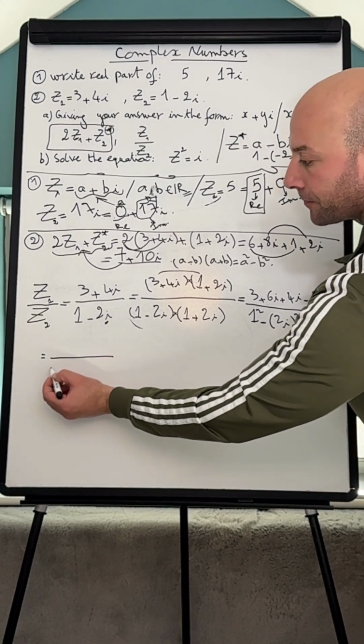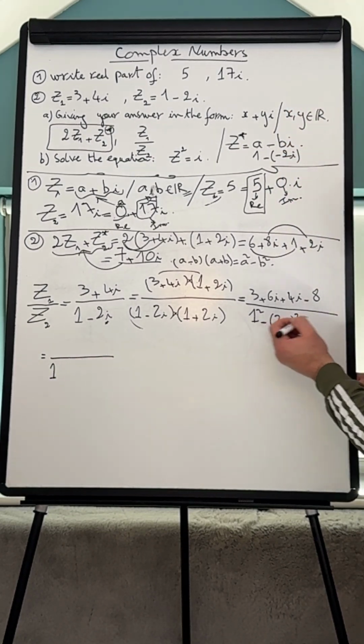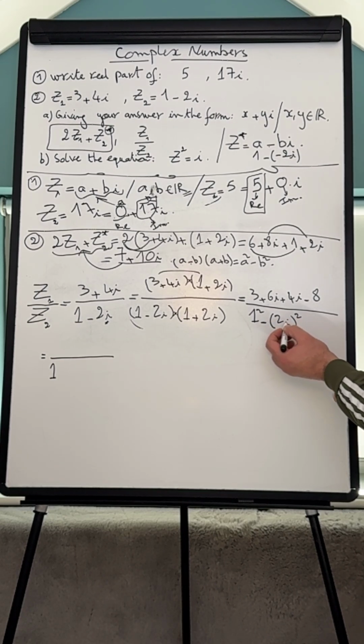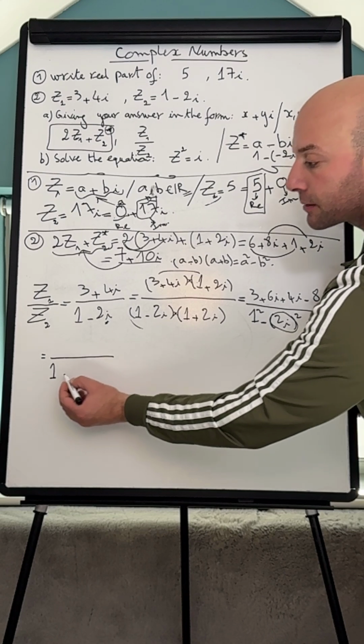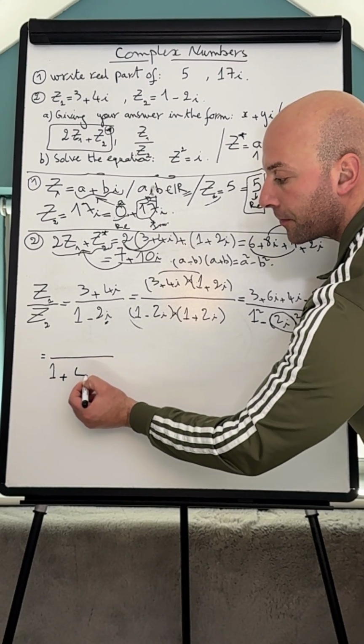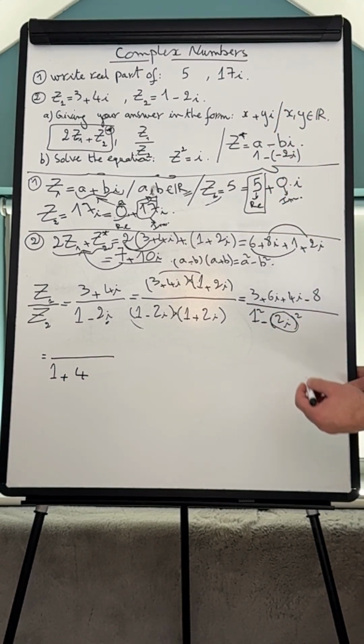We've got 1 in here. 1 squared is 1. (2i) squared is minus 4, because i squared is minus 1 times 2 squared is 4. Basically here all of it becomes minus 4. Minus minus 4 is plus 4. And then here we have to simplify it.